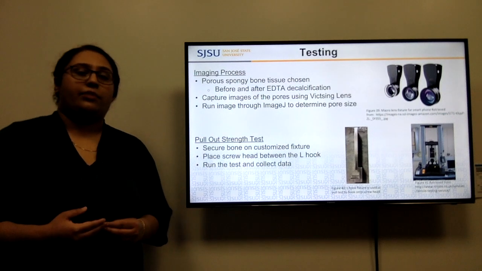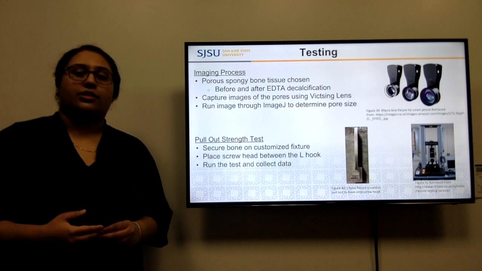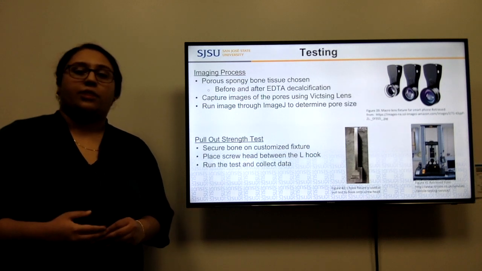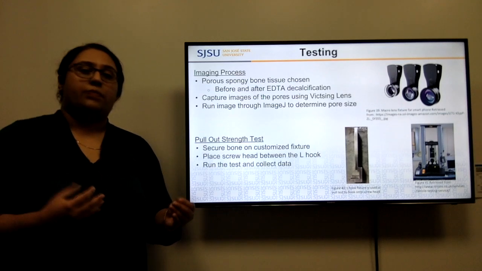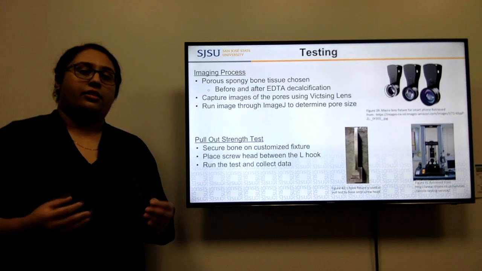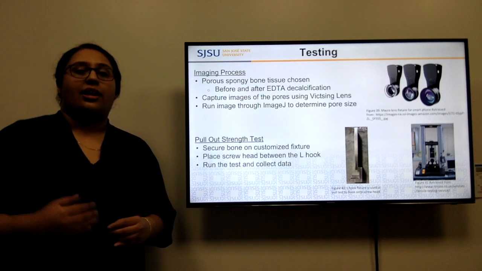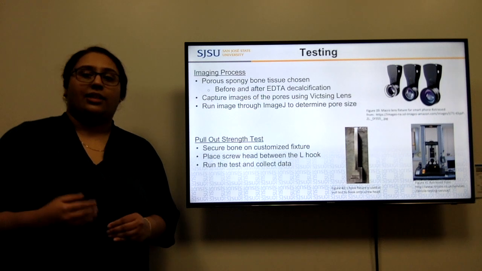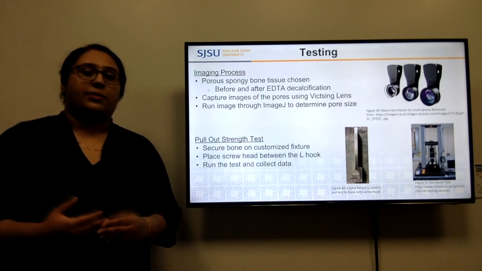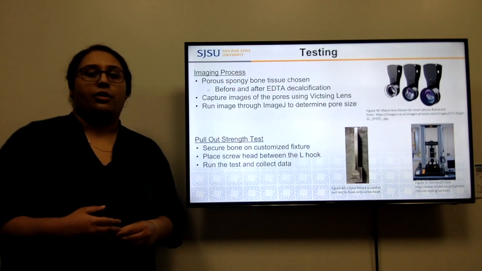And for the testing, we went through 2 separate ones. One was the imaging process, and the second was the pull-out strength test. For the imaging process, we selected the best spongy bone for before and after EDTA decalcification. And then we captured images of the spongy bone tissue using the Vitsync lenses at 10 times magnification, and then those images were run through ImageJ to determine pore size.